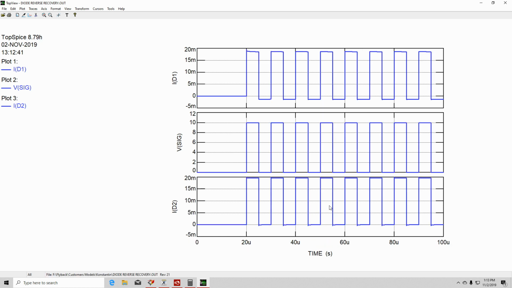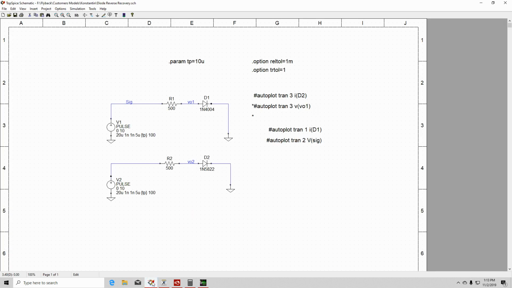Okay, so this is why Schottkys are often used, not only because the reverse recovery is extremely low, if any, but because they're extremely fast, and of course you have a voltage drop which is a lot smaller.